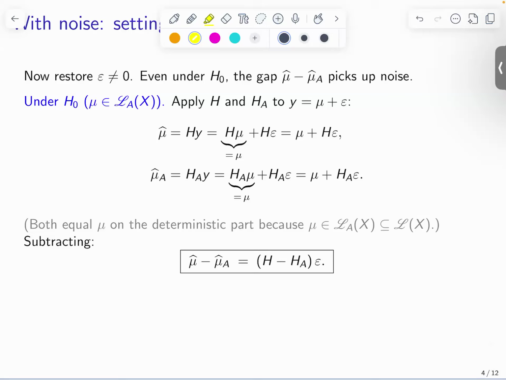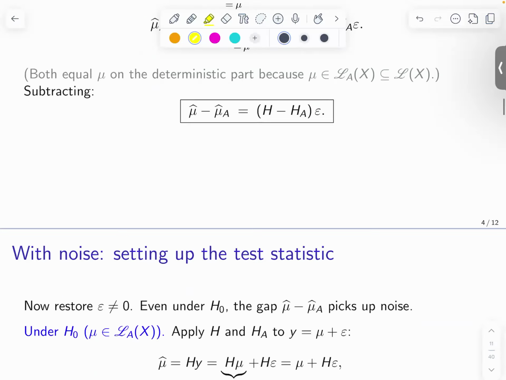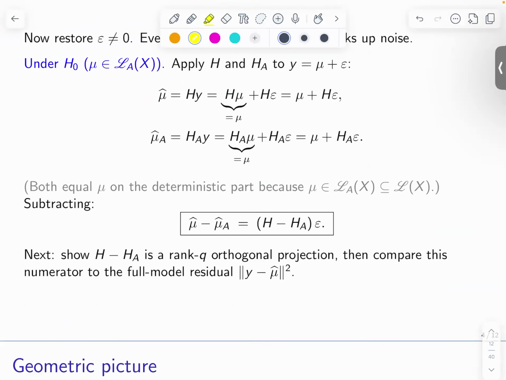And this is generally not going to be killed, because the noise is really not in any particular subspace. And so the norm of this is going to be non-zero. What I need to do is figure out a way to measure the norm. This is what we're going to do: we're going to try to find the distribution of the norm squared.